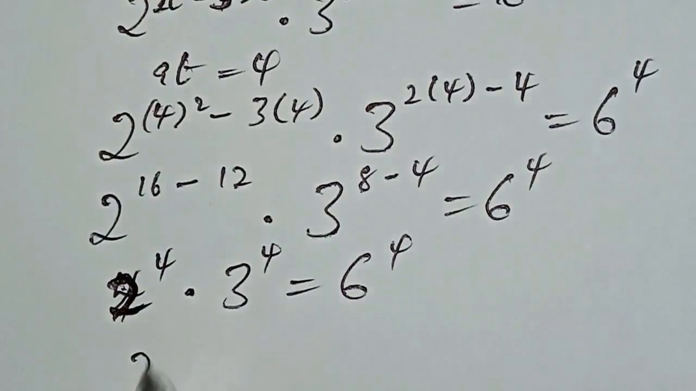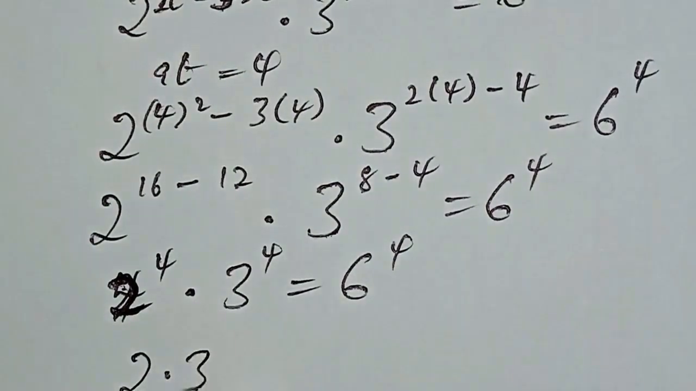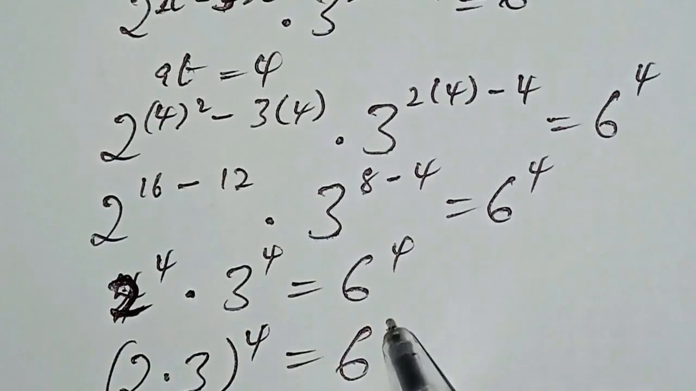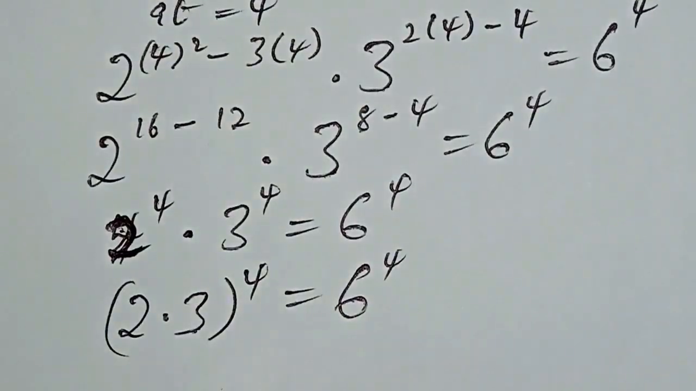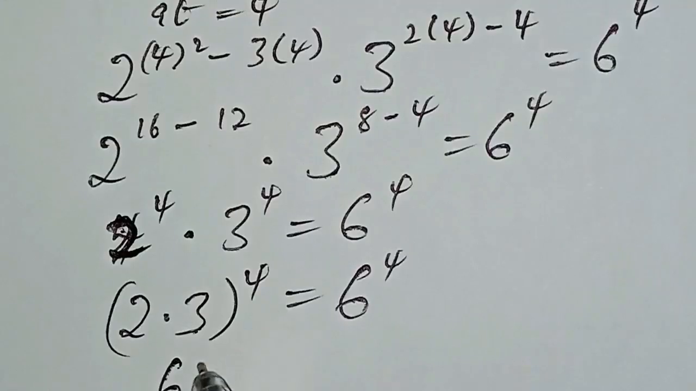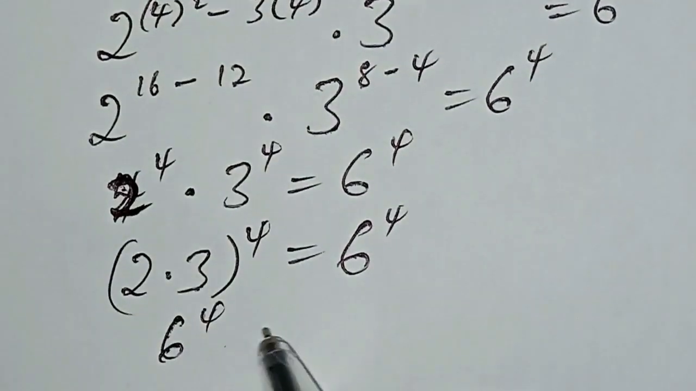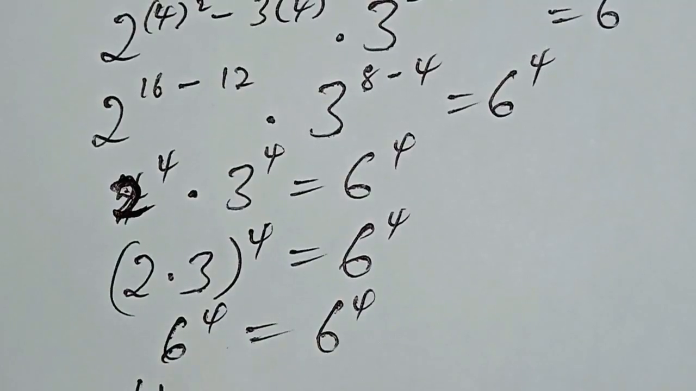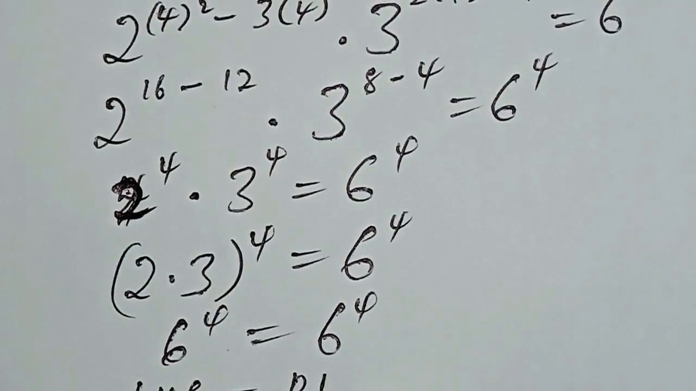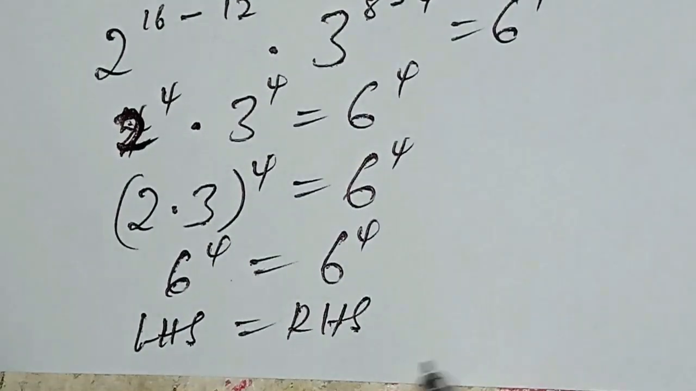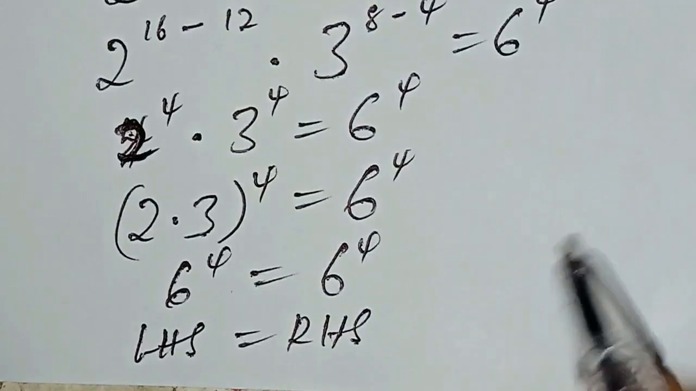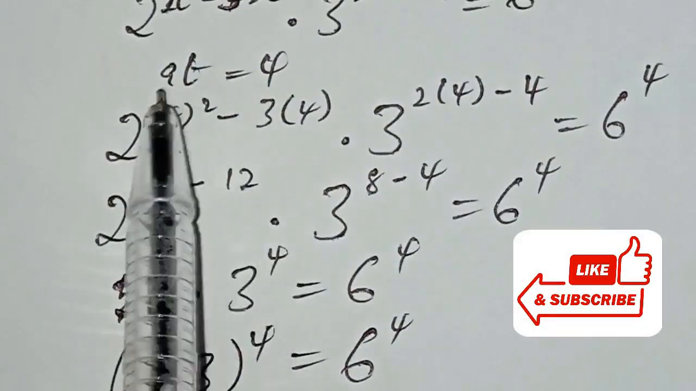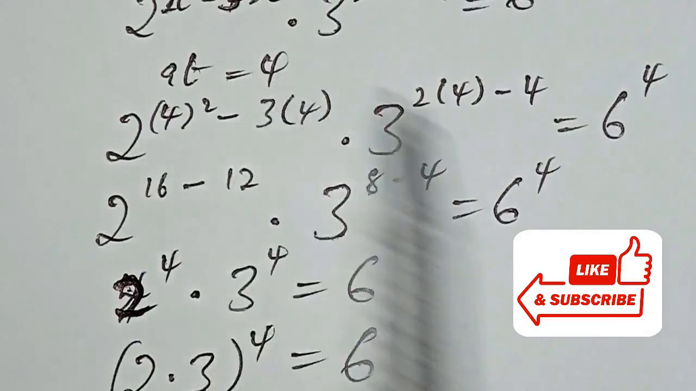So we can write this as 2 multiplied by 3, then to the power of 4, equal to 6 to the power of 4. So if we multiply this, we have 6 to the power of 4, which is equal to 6 to the power of 4. Left hand side equal to right hand side. Okay, now this is for x equal to 4.